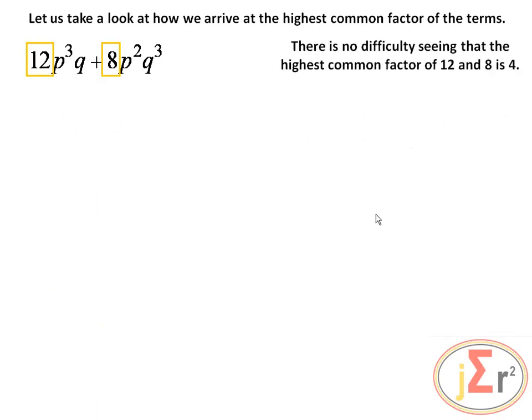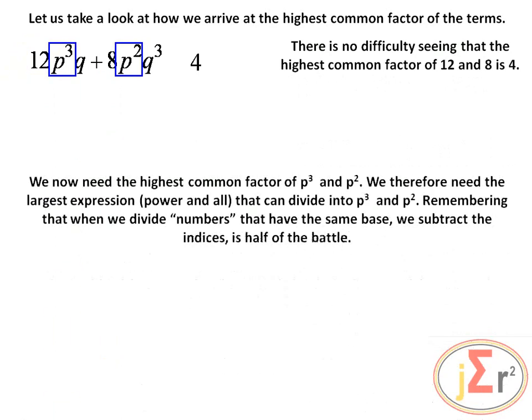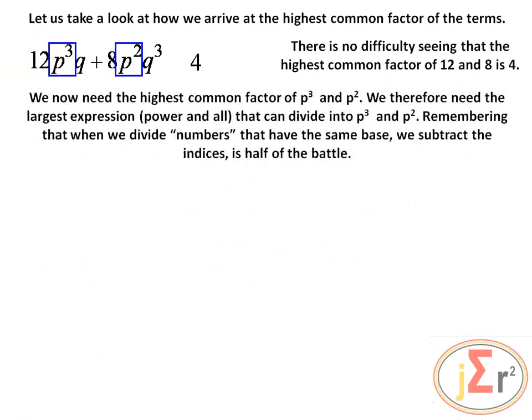Simply, there is no difficulty seeing that the highest common factor of 12 and 8 is 4. So that's the first part of it. Next part, we now need the highest common factor of p cubed and p squared. And we know what students usually do when we say common factor of p cubed and p squared. They find the two numbers that can go into 3 and 2 without leaving a remainder, which in this particular case is not correct, because what are we doing?